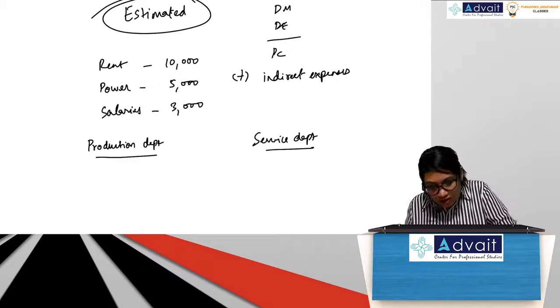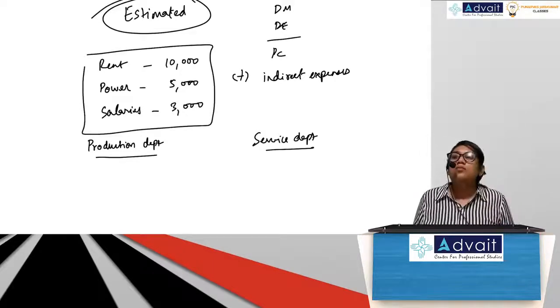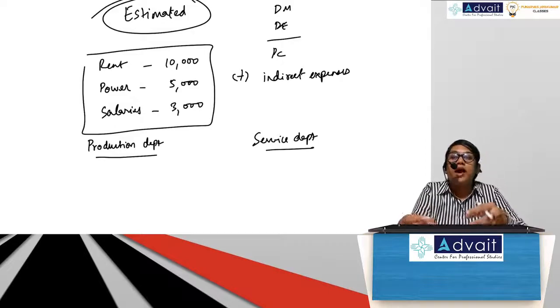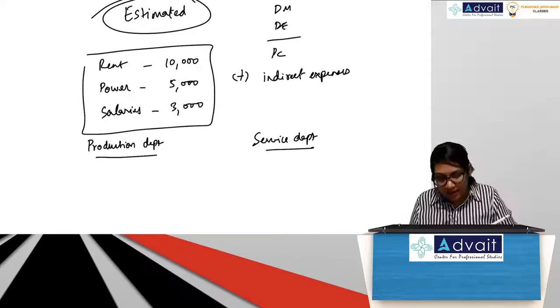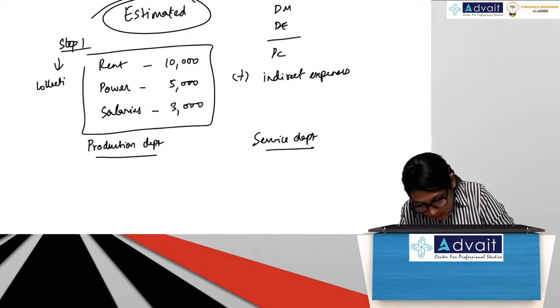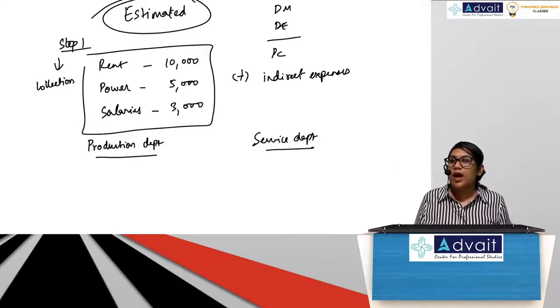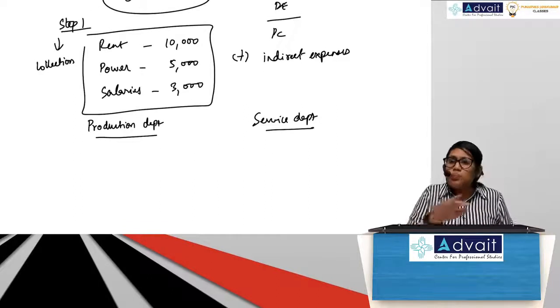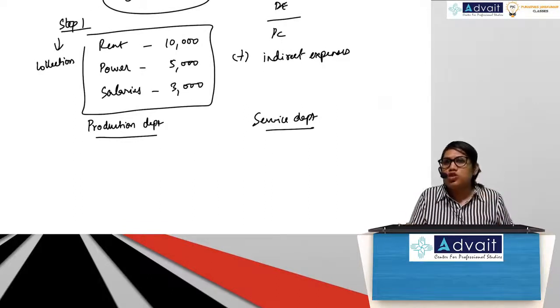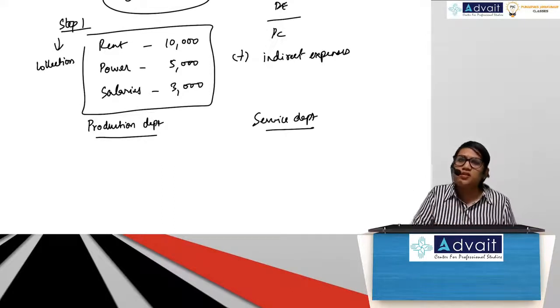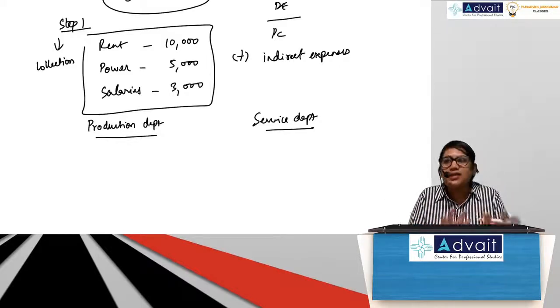Okay. So this process of figuring out what is my indirect expense and what is the amount associated with it is step 1, which is collection. I'm collecting all my expenses. Okay. Step 2 is classification. So suppose you need to figure out for some reason whether this is fixed, whether this is variable, whether this is factory overhead, whether this is admin overhead, then that is classification.